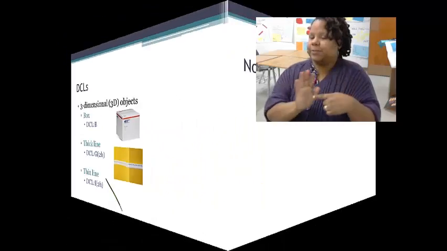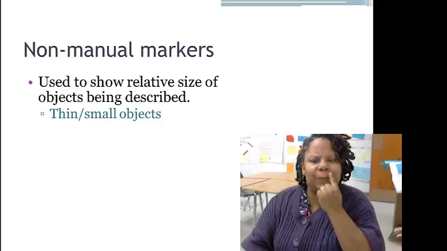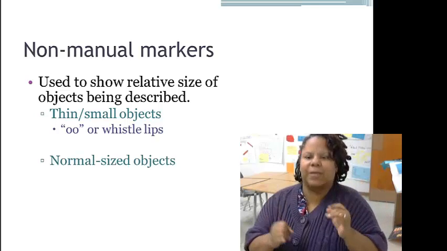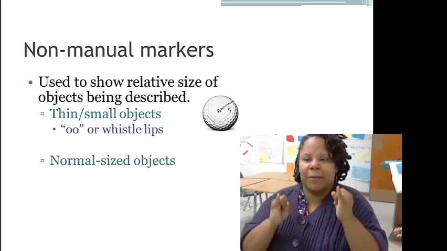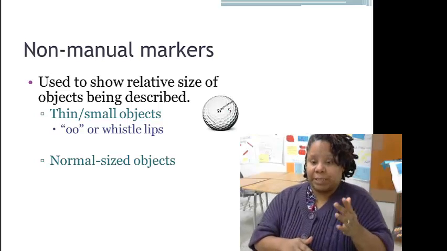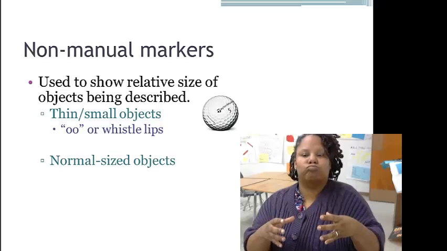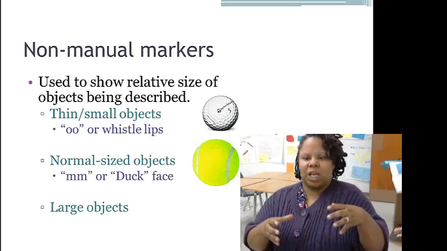It's important when using DCLs, we use non-manual markers that show the size in relation to the object. If we're trying to show something that is thin or small, we would use the ooh non-manual marker, which is similar to like whistling. So you don't necessarily whistle, but your mouth forms an ooh. If you're showing an object is normal size, you use your duck face. And if you're showing an object is really large, you would use a cha. You would form your mouth to say the word cha.